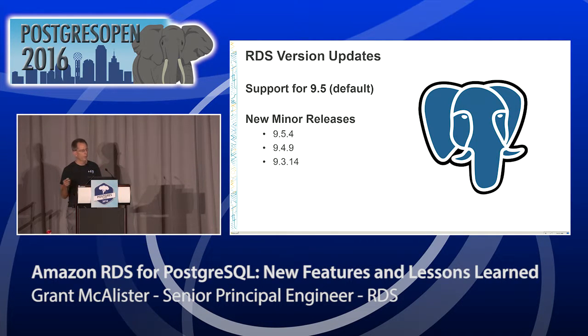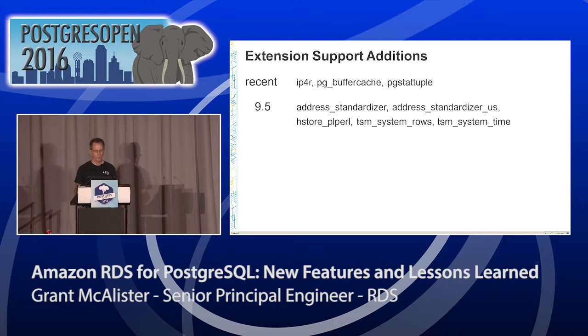So as of yesterday, we just released a whole bunch of new minor versions. And earlier in the year, we announced support for Postgres 9.5. So yesterday, we released 9.5.4 and also 9.4.9 and 9.3.14. So those are your standard, typical Postgres releases with all the fixes and stuff in them. We also enabled some new functionality that I'll get into later with some of these releases as well.